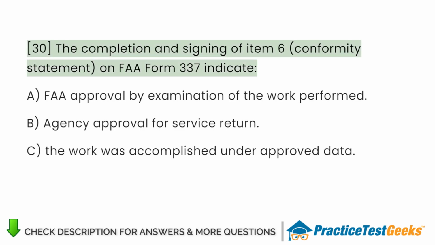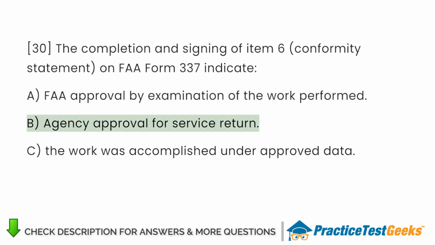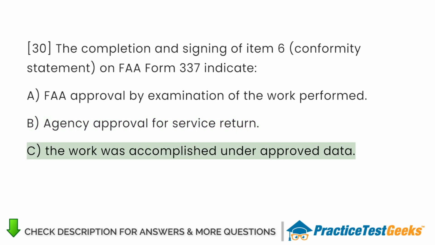The completion and signing of Item 6, Conformity Statement, on FAA Form 337 indicate A. FAA approval by examination of the work performed. B. Agency approval for service return. C. The work was accomplished under approved data.